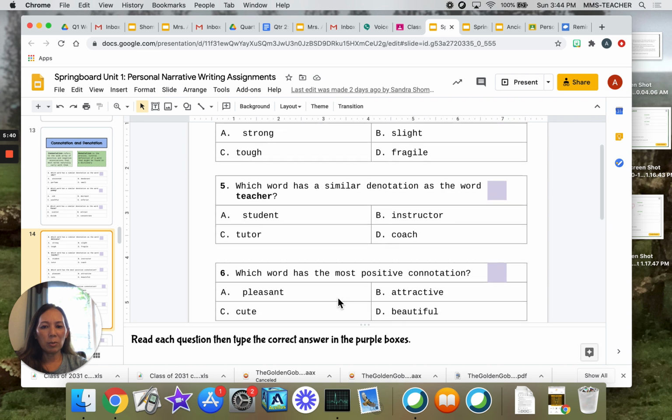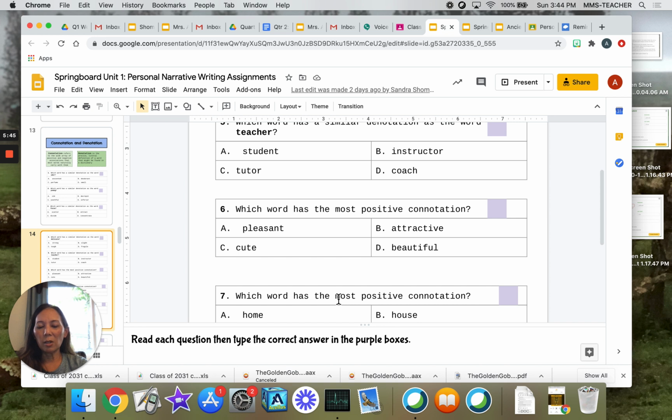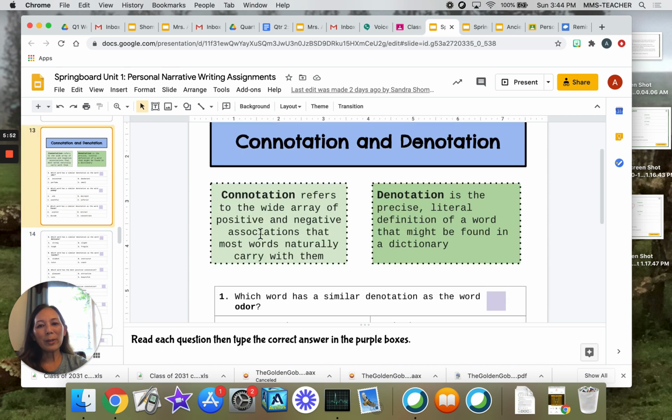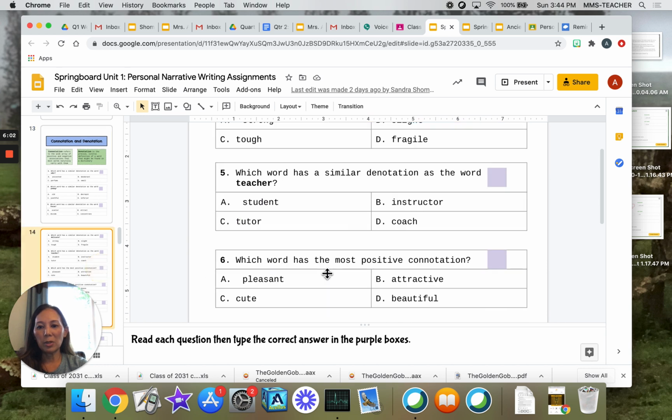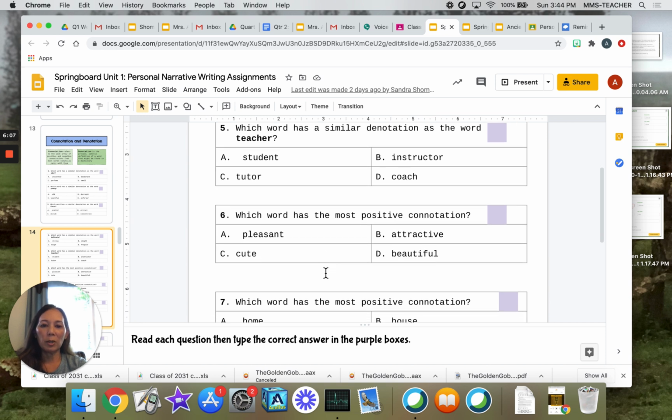Okay, going on to number 6, we're going to switch gears and look at connotation now. So you remember connotation is the wide array of positive and negative associations or implied meanings that most words carry with them. So let's go to number 6. Which word has the most positive connotation or implied meaning? A, pleasant, B, attractive, C, cute, D, beautiful.